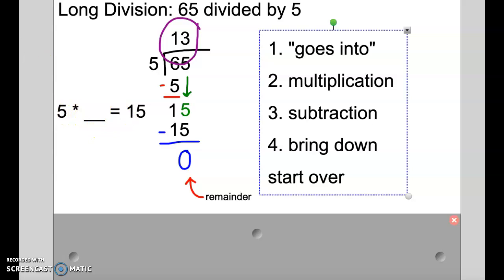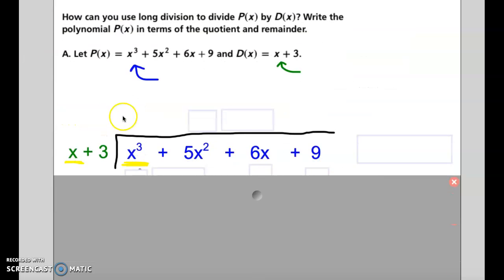5 times what gives me 15? I'm going to think about x times what gives me x cubed. And what's that going to be? X times x squared is going to be x cubed. What we do with this is we start it in our quotient, right? And where I'm going to put it is above my other x squared.